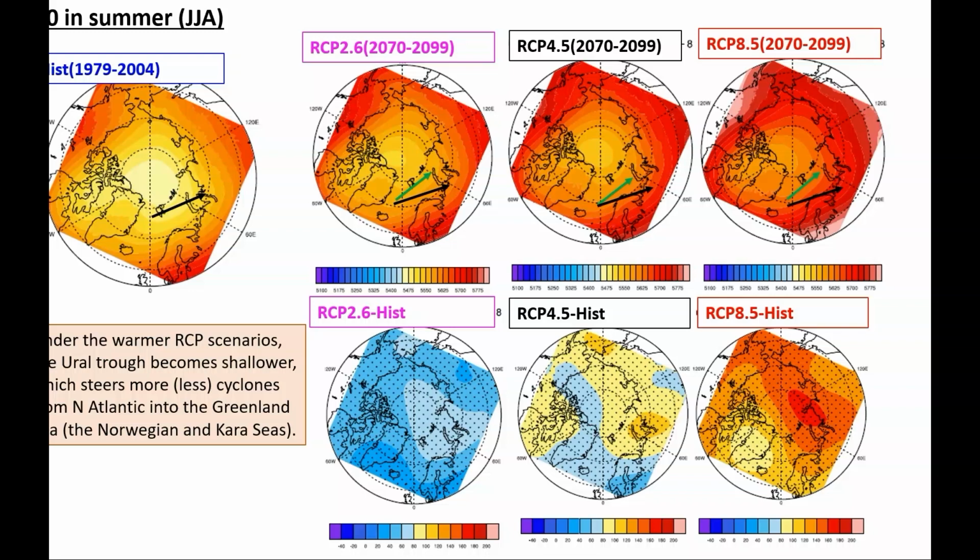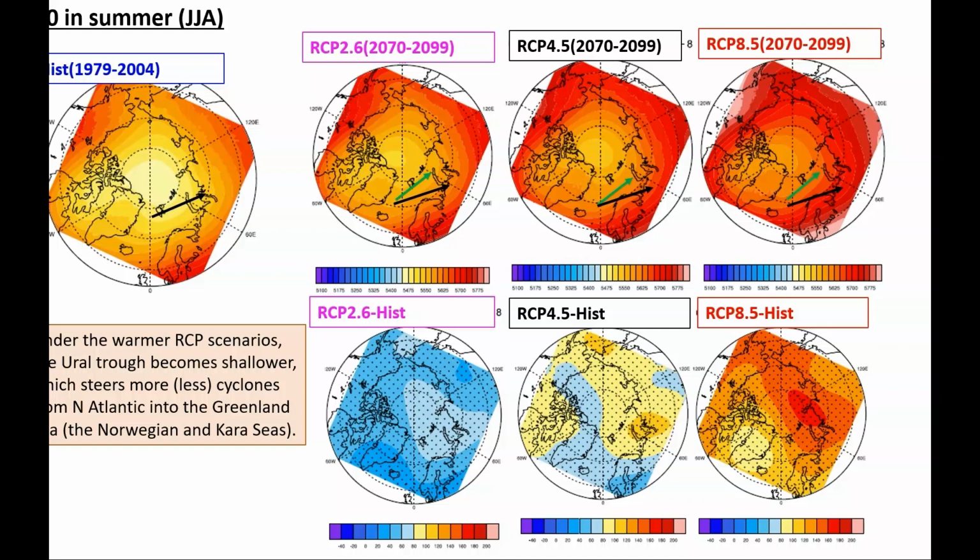The upper plot shows geopotential height at 500 millibar in the historical period and the last 3 decades of the 21st century in the RCP scenarios. The bottom plot shows the difference of 500 millibar geopotential height between the 3 RCPs minus the historical simulation. We can see, under the warmer RCP scenarios, the whole Arctic troposphere becomes warmer and the polar vortex becomes weaker.